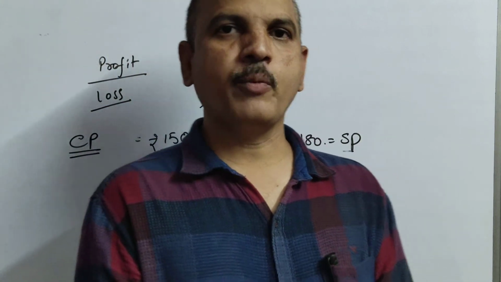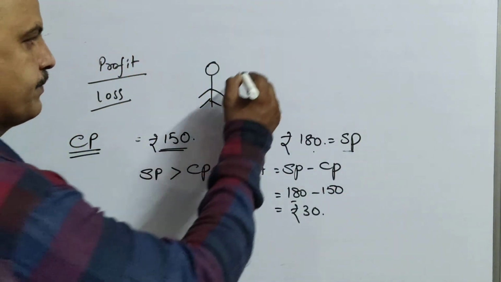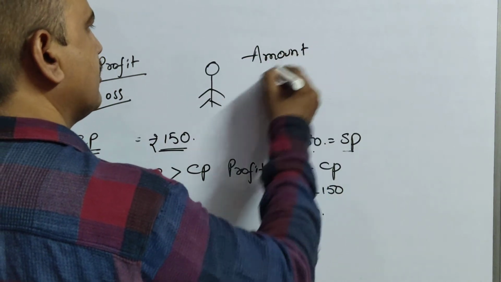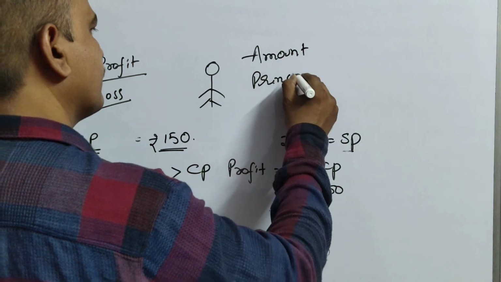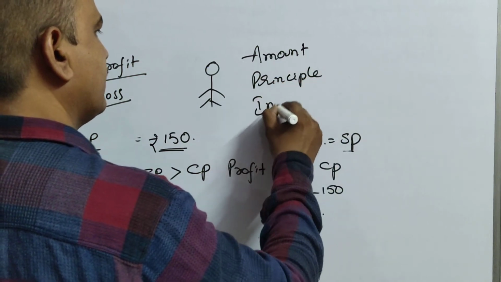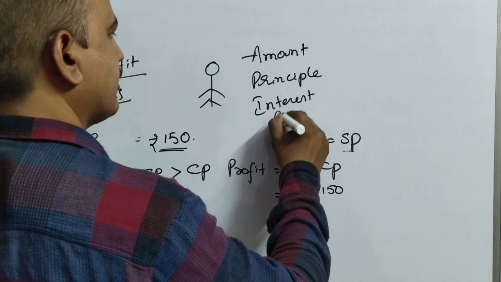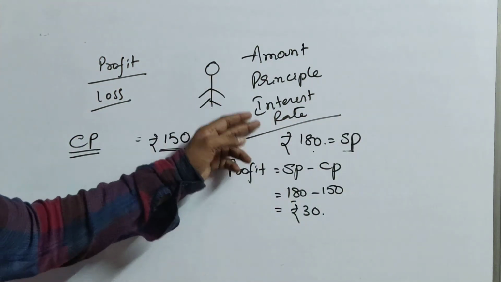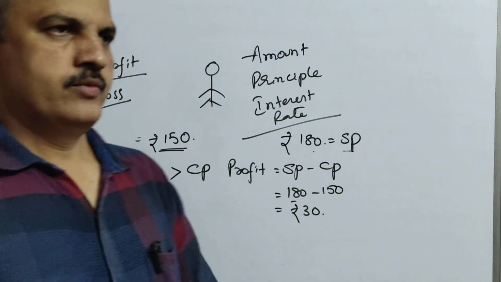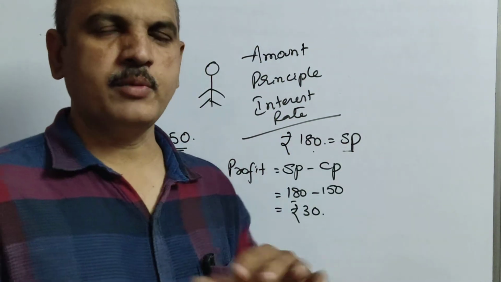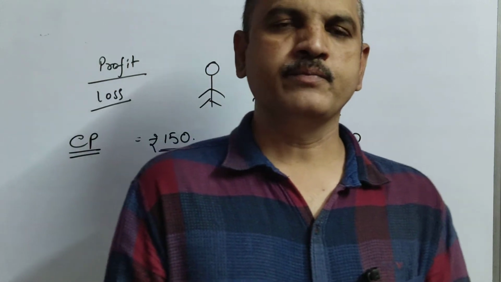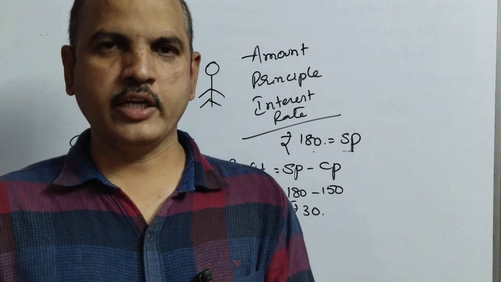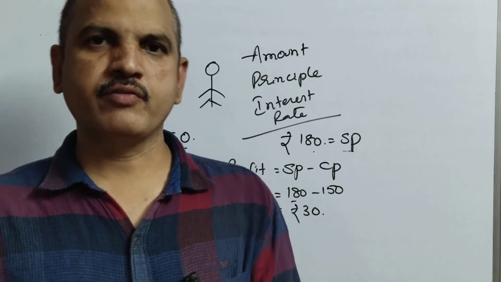And coming to another topic, that is about amount, principal, interest, rate, everything. Now I am going to discuss principal, interest, rate and amount. See here, this is also the same as this, but the formula is a little bit different. Here one of your friends needs some money.